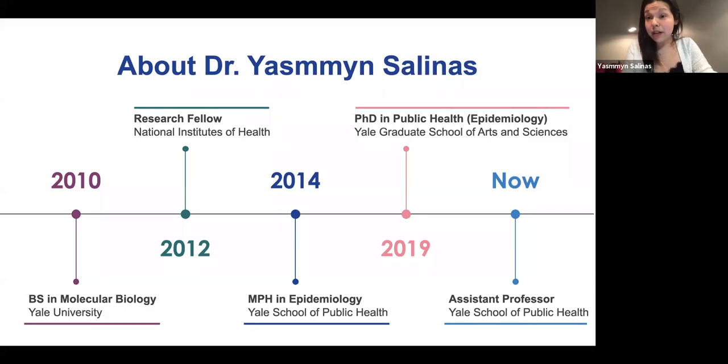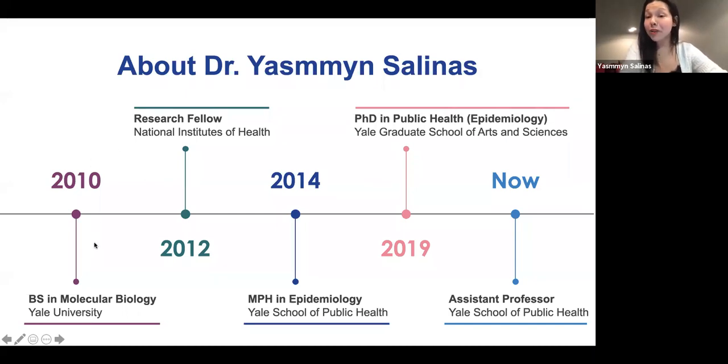I'm an assistant professor at the Yale School of Public Health, where I teach courses in epidemiology and statistical programming, specifically for master's students and doctoral students. I just started working at Yale last year in 2019, but I've actually been a part of the Yale community for a really long time. I got my undergraduate degree at Yale in biology in 2010.